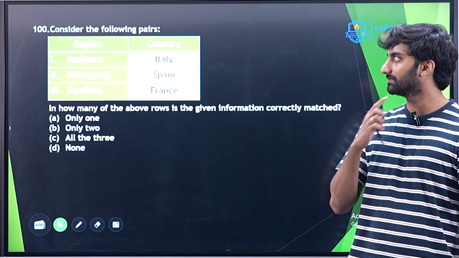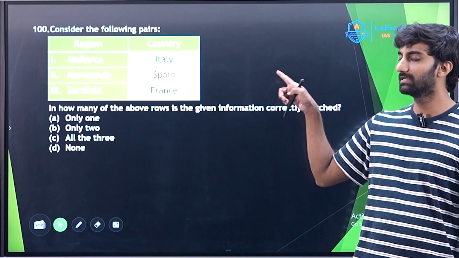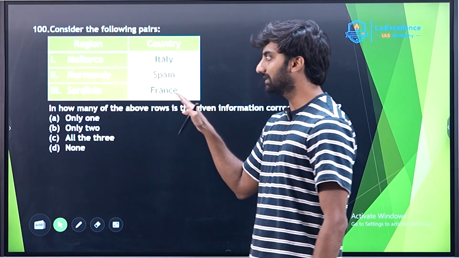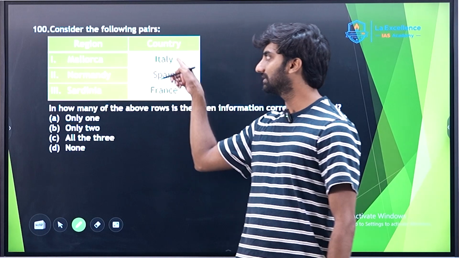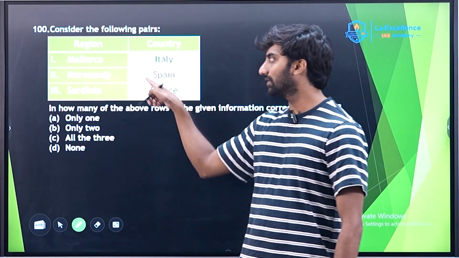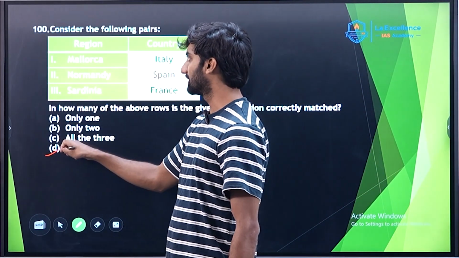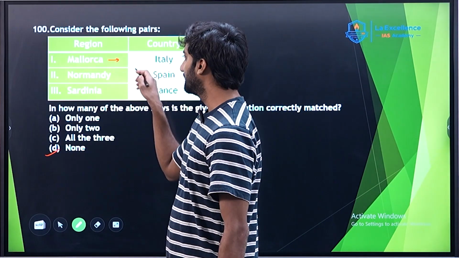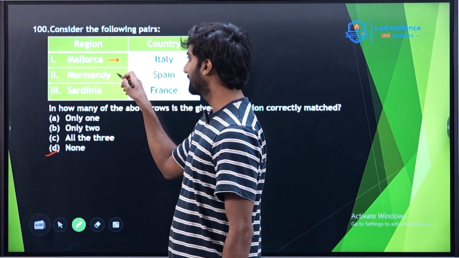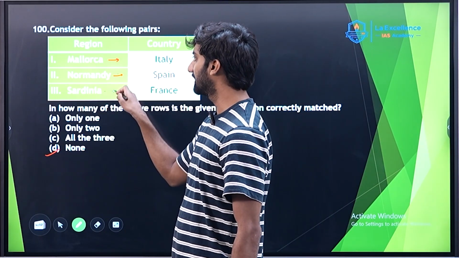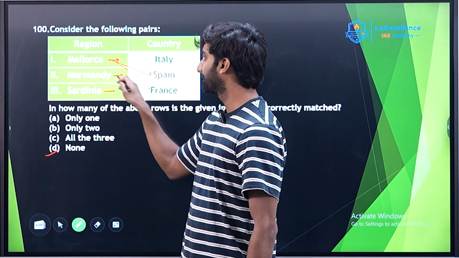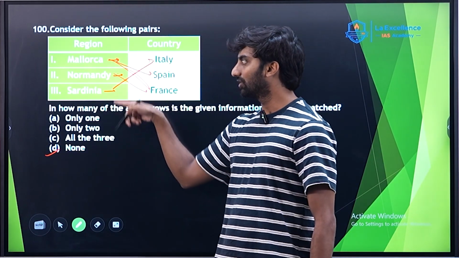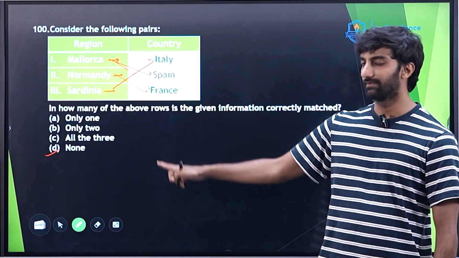We have the last question from Geography, 100, asking us about a region as well as a country. Simple match the following type of questions. All these regions are in the news, facing some issues in these respective countries. None of the options is correctly matched. Answer is none. Malaga we find in Spain, Normandy we find in France, Sardinia we find in Italy. So none of the options are correctly matched. Answer will be D, none.